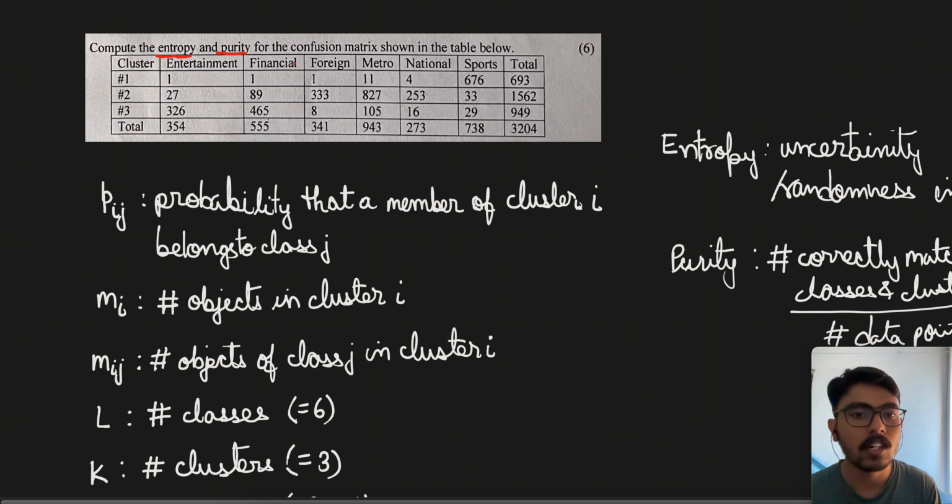So we are given a confusion matrix for these clusters, cluster 1, 2 and 3, and we are given all these 1, 2, 3, 4, 5, 6, sorry, 6 attributes, and we need to find the entropy and purity of the confusion matrix. For that we must first understand what entropy is.